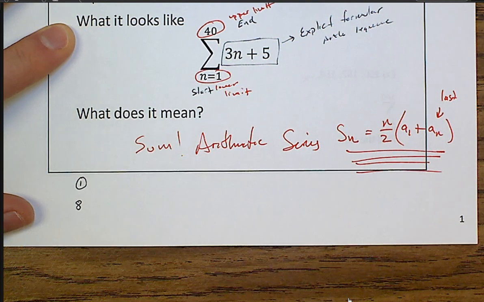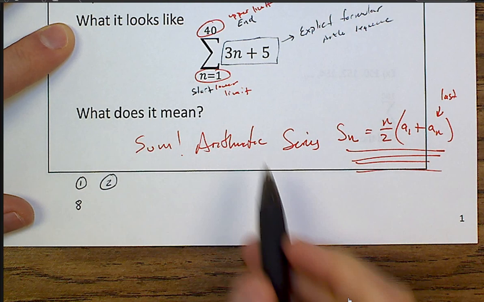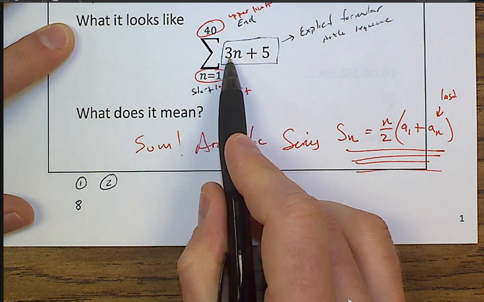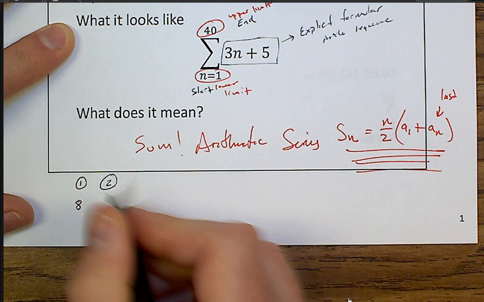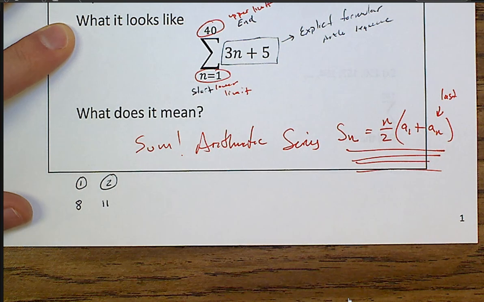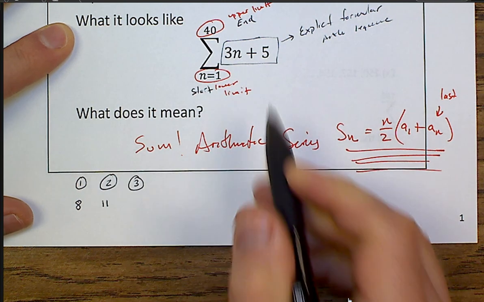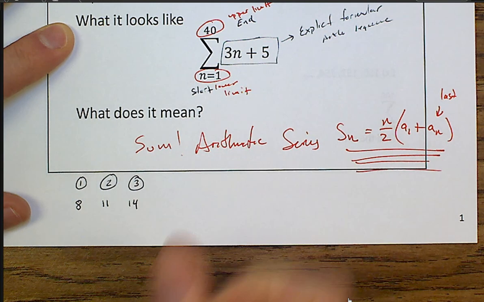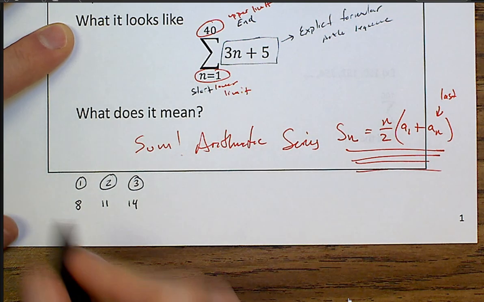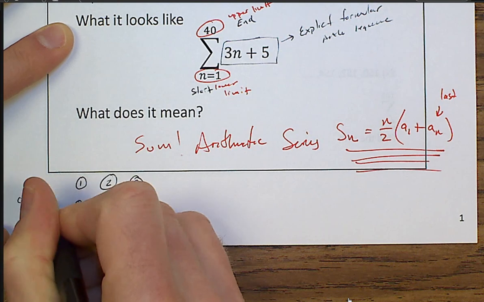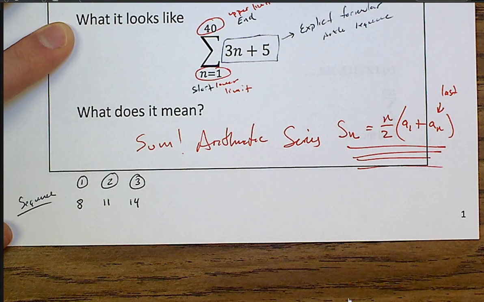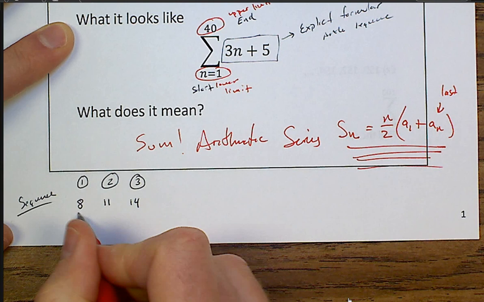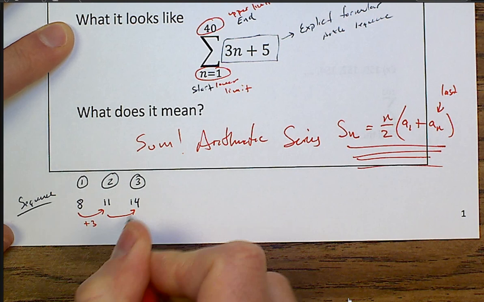My second term, what would my second term be? Well, n would be 2. 3 times 2, 6. 6 plus 5, 11. Maybe go to 3. 3 times 3, 9. 9 plus 5, 14. So I want to create a sequence. Some of you won't need to do this, but I like to. And then I am saying, okay, what am I doing here? I am adding 3. Perfect.